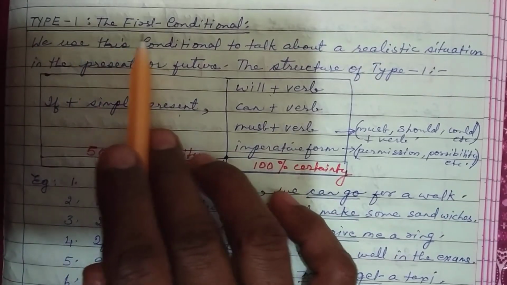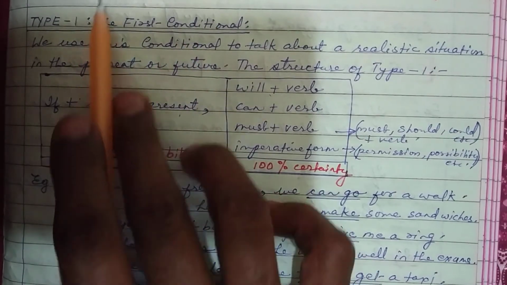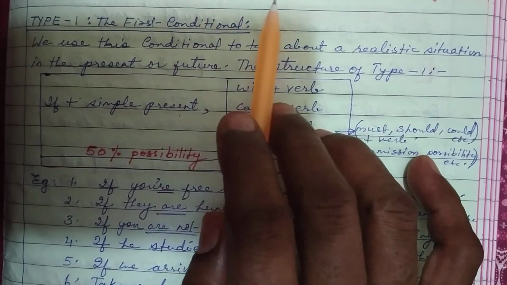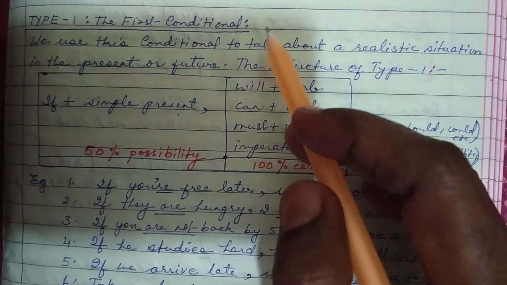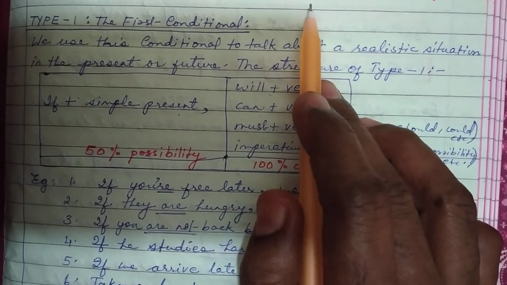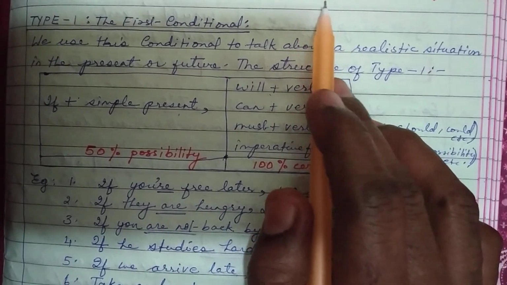syllabus. Now type 1, the first conditional. So I hope you have understood the zero conditional, and I think I should stop the video here for zero, so that all the 4 parts are given in different ways so that you may understand clearly and precisely.